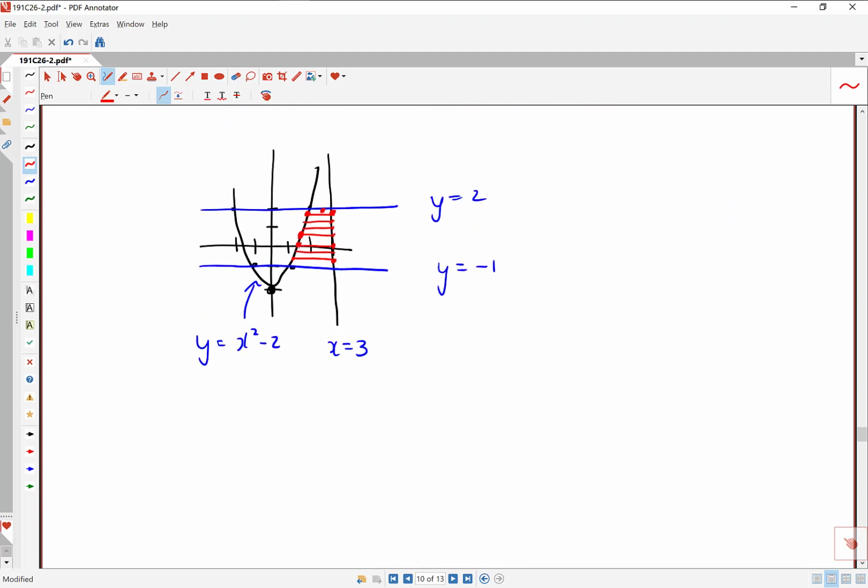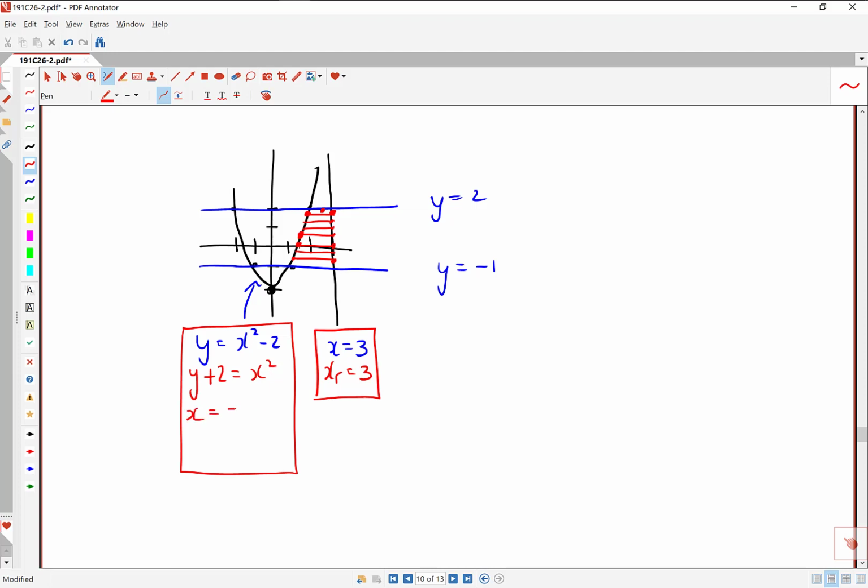Okay, so let's see if we can say what x left and x right are. I'm going to do the right one first because that's easier. So x right is just 3. x left is going to be a little more algebra. We're going to need to take the equation y equals x squared minus 2 and solve that for x. So we could say y plus 2 is equal to x squared. In other words, if you take square roots of both sides, x is going to be either plus or minus the square root of y plus 2.